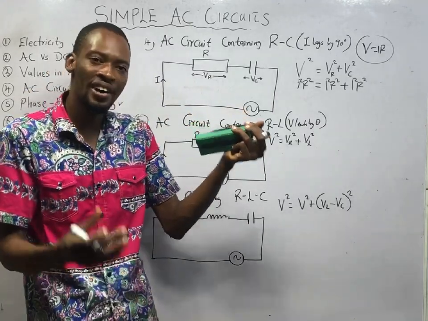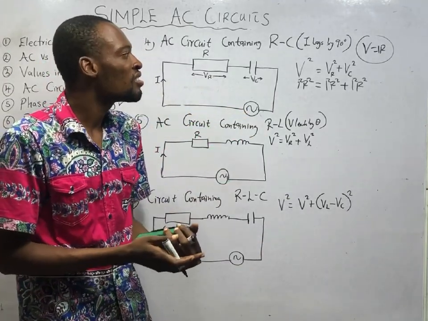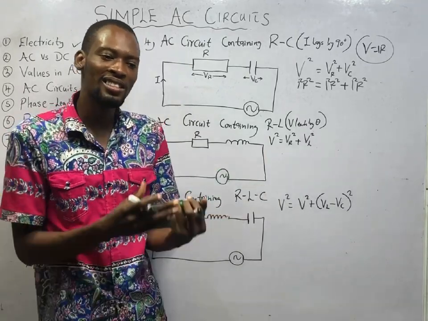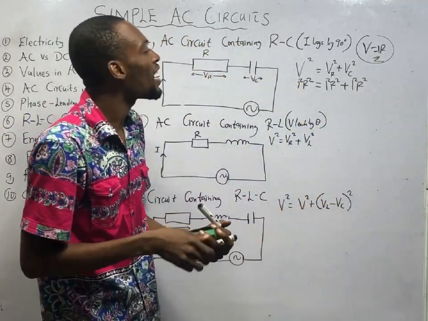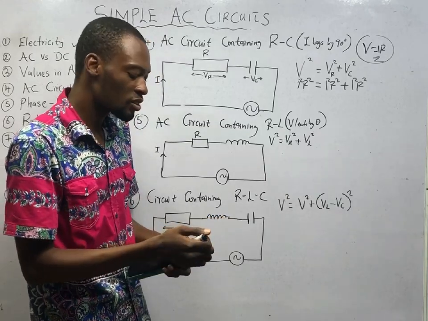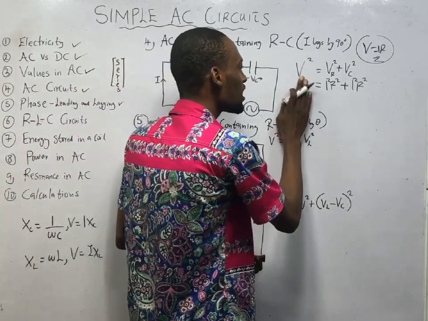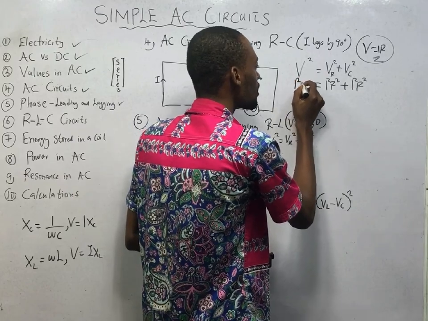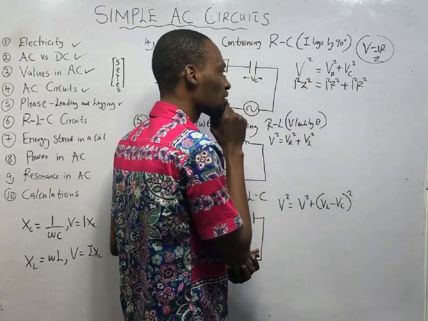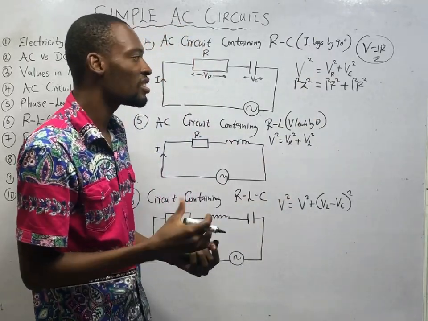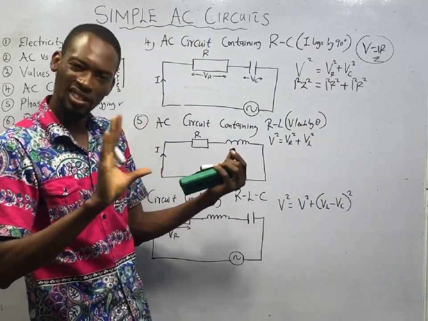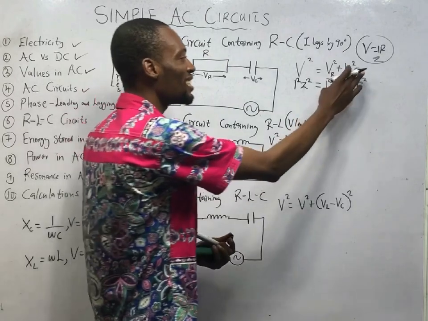Anytime there is resistance and reactance in the circuit, the total resistance is referred to as impedance, which is Z. So instead of R here, it is simply Z. So the resistance here is Z, and here is simply I squared Z squared. Now this is the resistor, so the voltage across the resistor is I squared R squared. There is no change.